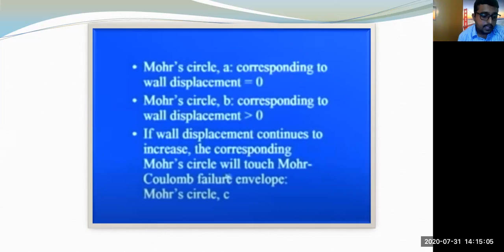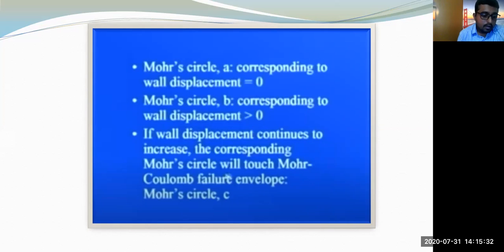Now, as I explained, if the wall movement goes on increasing, the corresponding Mohr circle will touch the Mohr-Coulomb failure envelope, and this corresponds to this Mohr circle, see in the figure. So I hope this mechanism is very much clear to you.